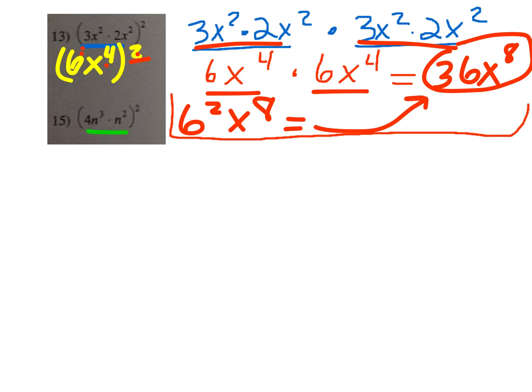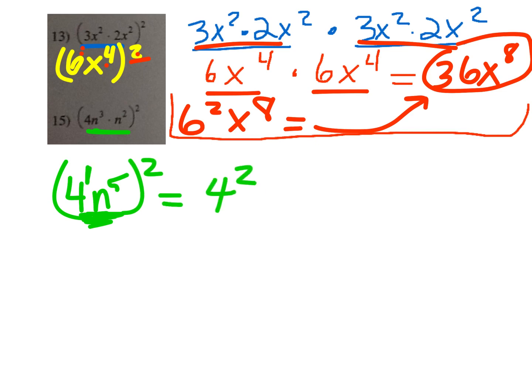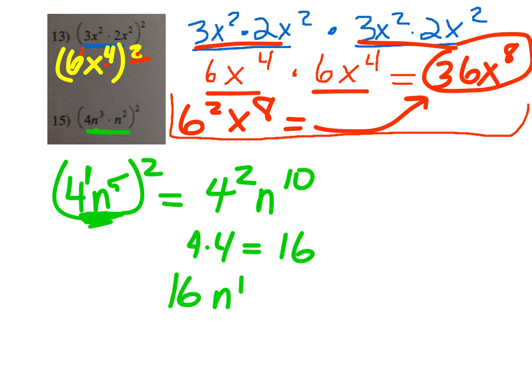The next problem, again, I'm going to simplify on the inside, so I'm going to have 4n to the 5th, and I've got it to the 2nd power, and it means I need 2 of these on the inside. So I'm going to have, since it's to the 1st power, 4 squared n to the 10th power. That's 4 times 4, which is equal to 16. So we have 16n to the 10th power.